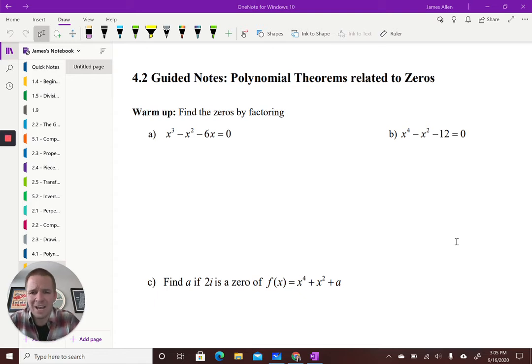All right, it's time for 4.2, polynomial theorems related to zeros. I can't wait. Riverdog Jenny over here cannot wait, right, Jenny? I know, it's exciting stuff. Okay, so we're going to hop to it here.